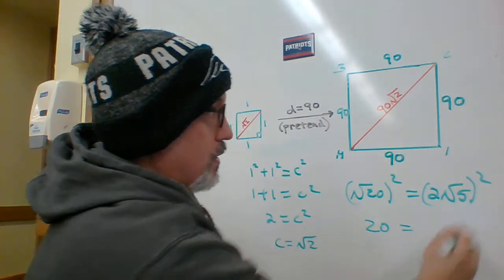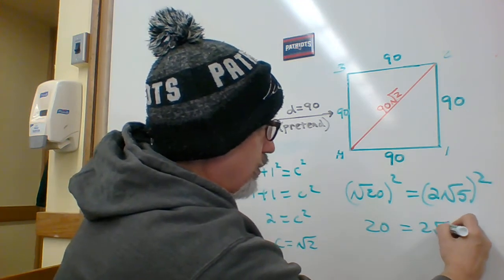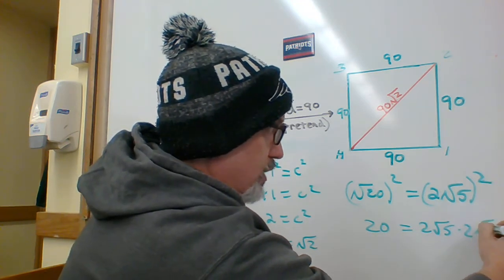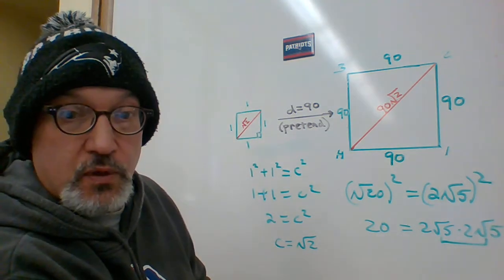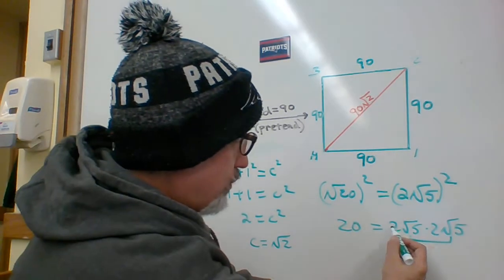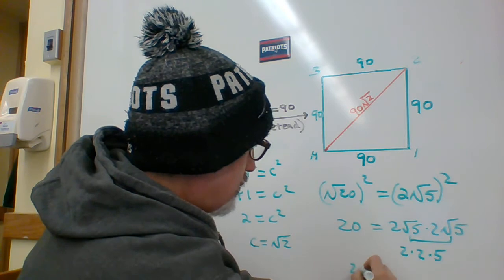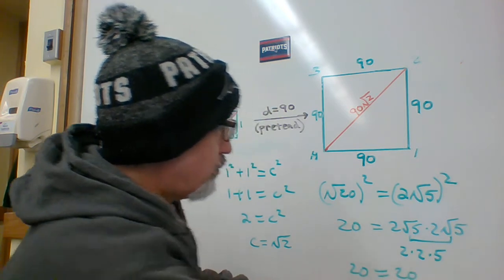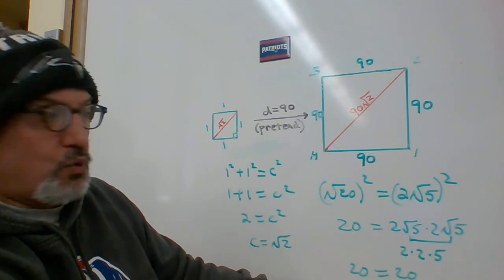Over here, when we square 2 times the square root of 5, we're going to have 2 times the square root of 5 times 2 times the square root of 5. These two, again, by the definition of square root, the square root of 5 times the square root of 5 is 5. We have 2 times 2 times 5, so we have 20 equals 20. That's a quick explanation of why this rule works.